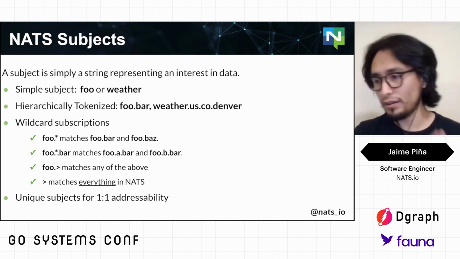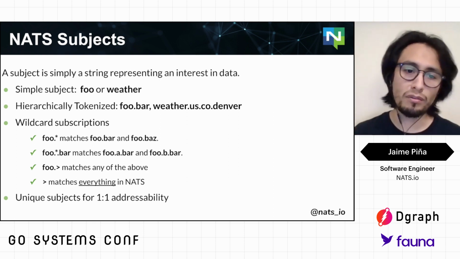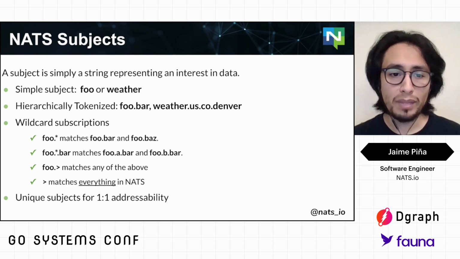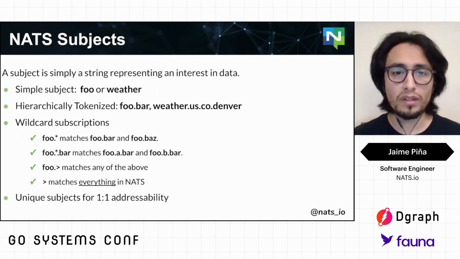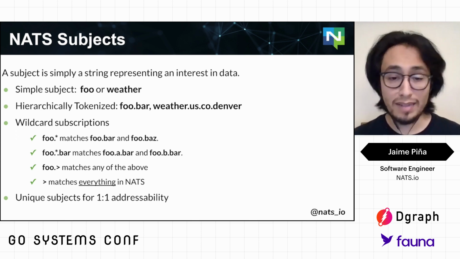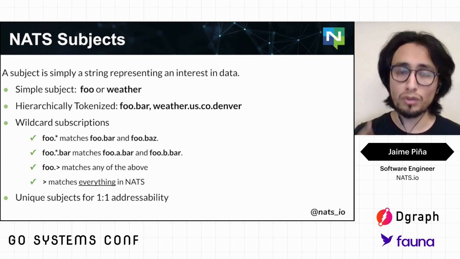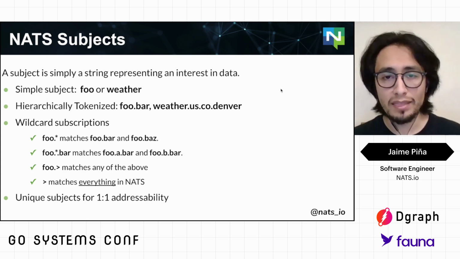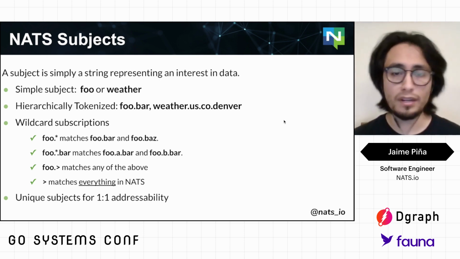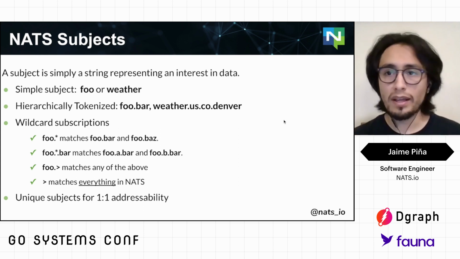It can be one token, or it can be 5 tokens that'll match everything all the way down. A place where this is actually handy is if you're trying to debug something or introspect what's happening in your NATS server: you can subscribe to greater than at the root level. This will subscribe you to all of the messages flying around through NATS, and you can see everything that's going through there.